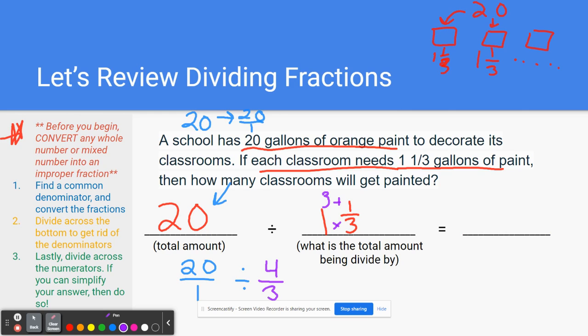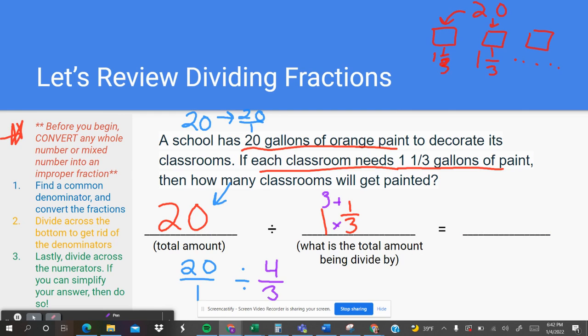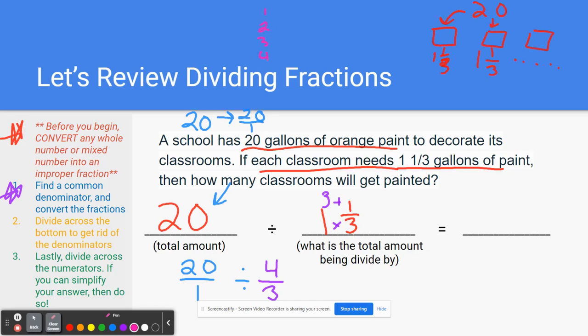So I need to find a common denominator. The multiples for 3 are 3, 6, 9, and I'm going to stop there because I already see a common multiple, which is the number 3. So let's rewrite our problem now, where both fractions have a denominator of 3. Hopefully you noticed 4/3 already has a denominator of 3, so it can stay the same. So 4/3 remains as 4/3, but I do have to do some converting for 20 over 1.